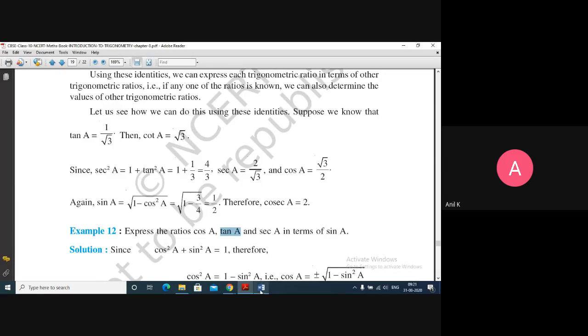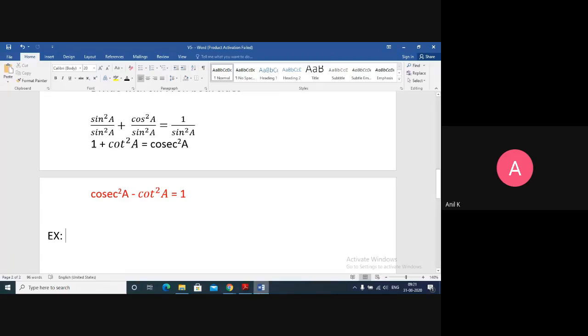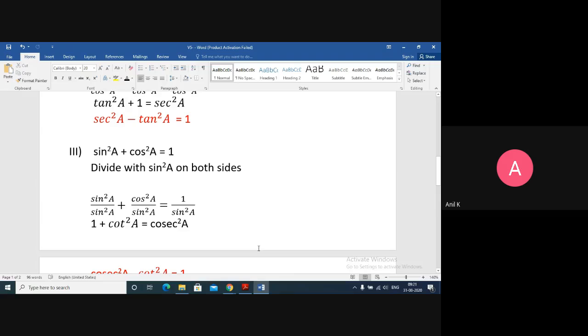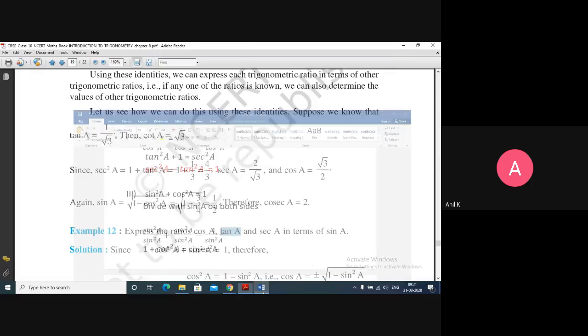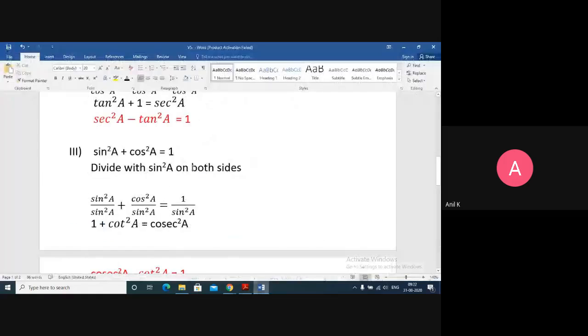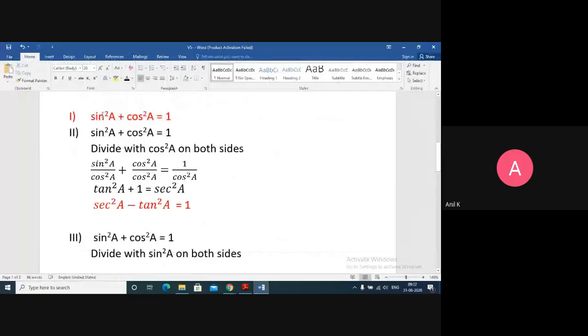Similarly, sec A, I know the formula of sec A is 1 upon cos. But I don't want it in terms of cos. I want sec A equals something in terms of sin. So let's see how we get it. Everything is in terms of sin, right? Okay. So the first identity I will take is sin square A plus cos square A equals 1.